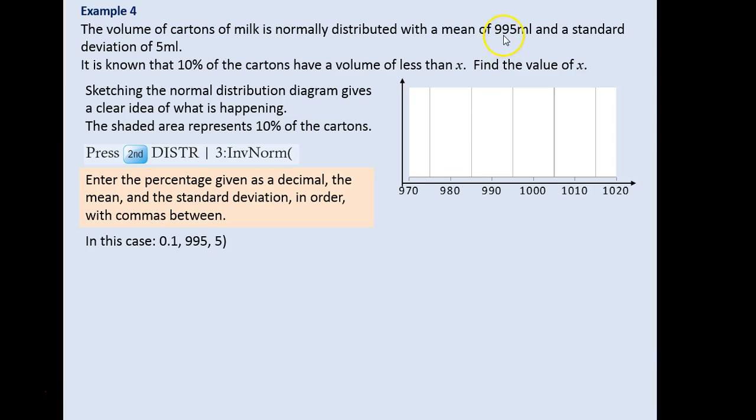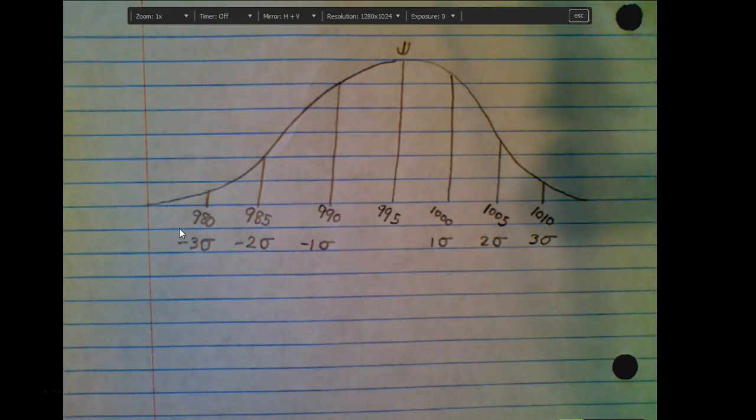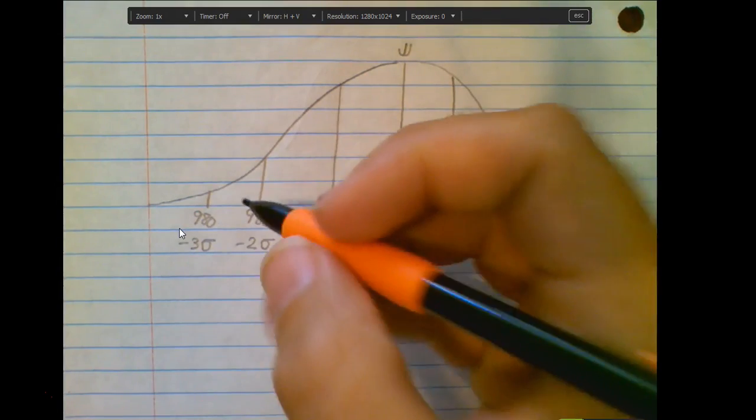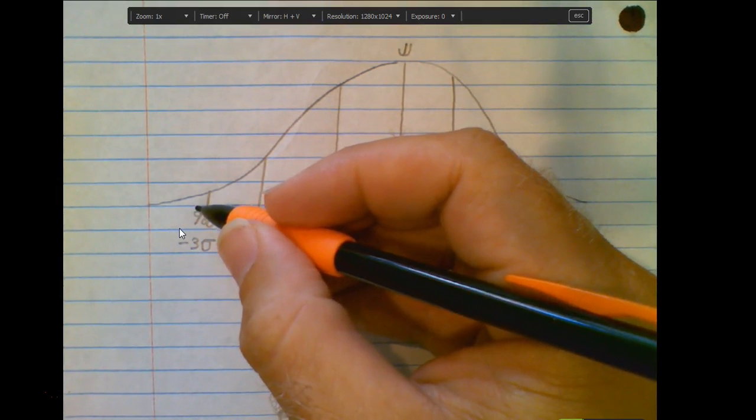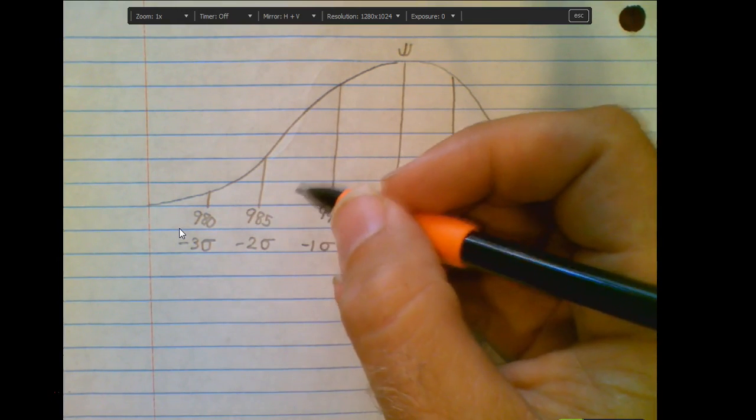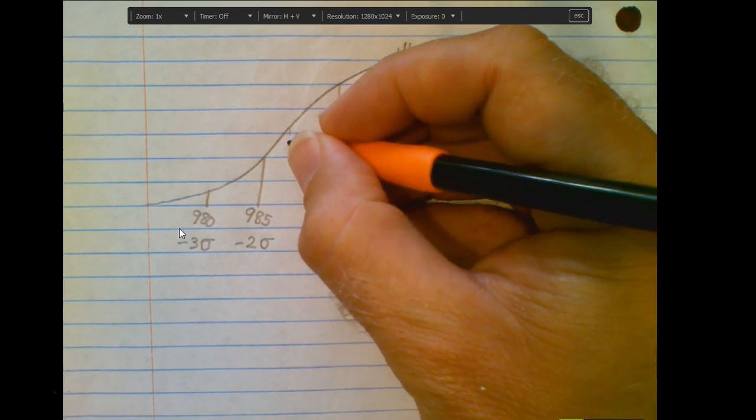So with the basic drawing, you've got the 995 and the 5 milliliters. Let me just show you really quick by hand how that drawing should have come out, which theirs didn't real well. So here's the drawing. They gave us a mean of 995, and if we branched out with standard deviations, it would look something like this. They said there is 10% less than X, and remember what these sections represented. This was 0.5%, this was 2%, and then this went bigger to 13.5%. So 10% to the left would put me somewhere in this neighborhood.